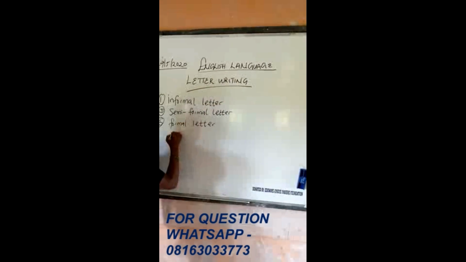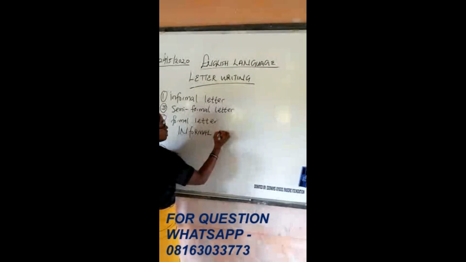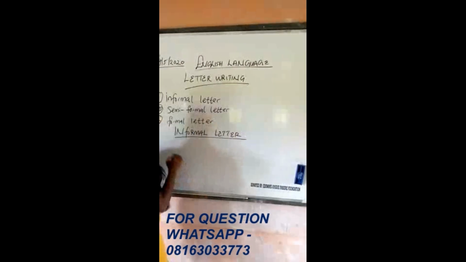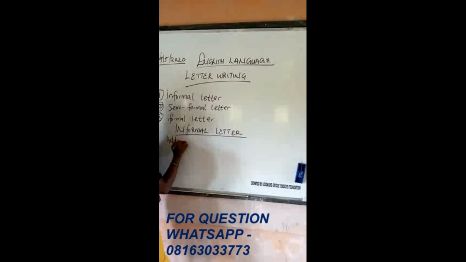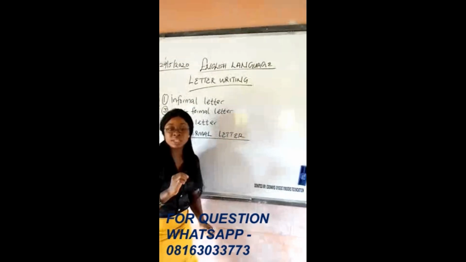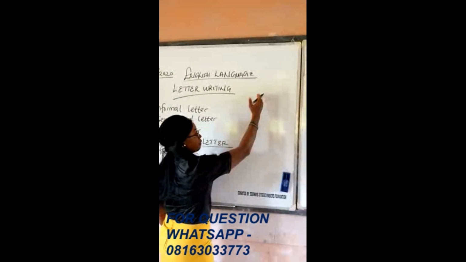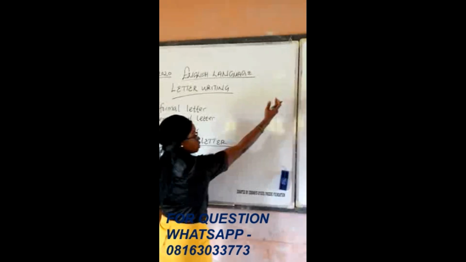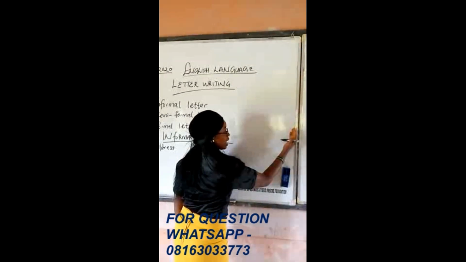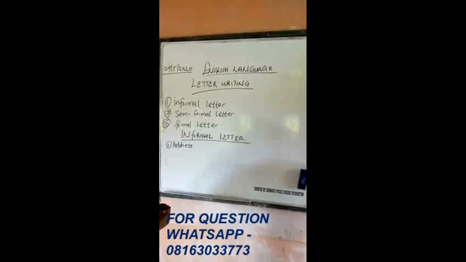Now, the informal letter. The informal letter has a format for writing it. The first is the address. How do you write your address? It has one address, which is the writer's address. And it's written at the top right-hand corner of your exercise book. For example, this is my exercise book. So your address is written at the right-hand corner of your exercise book.